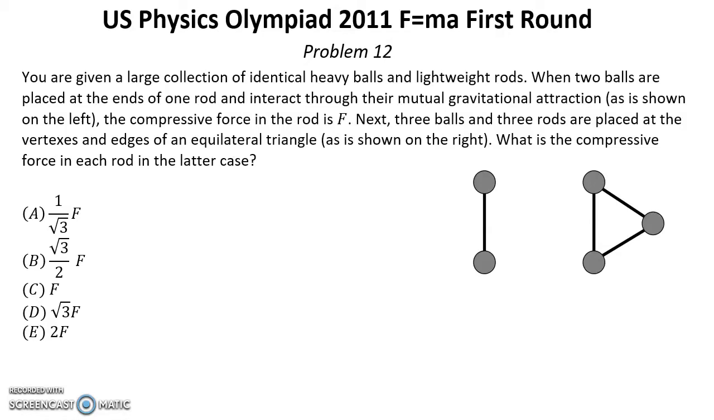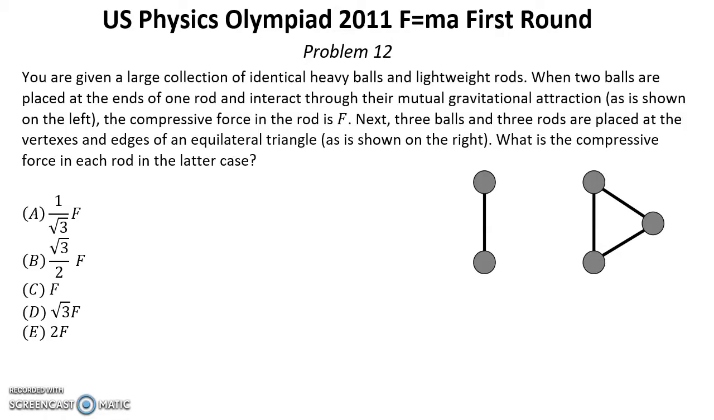You are given a large collection of identical heavy balls and lightweight rods. When two balls are placed at the ends of one rod and interact through their mutual gravitational attraction, as is shown on the left, the compressive force in the rod is F. Next, 3 balls and 3 rods are placed at the vertices and the edges of an equilateral triangle, as shown on the right. What is the compressive force in each rod in the latter case?